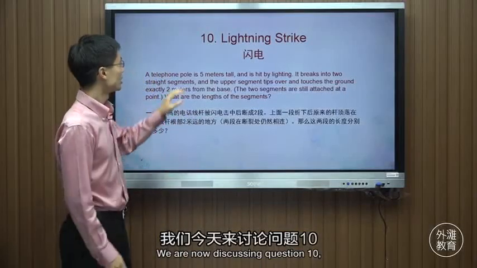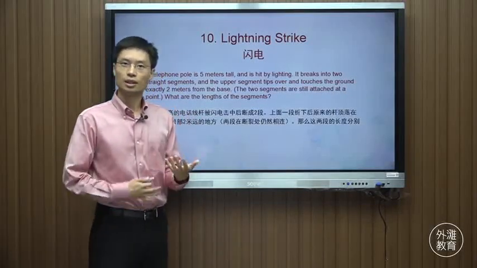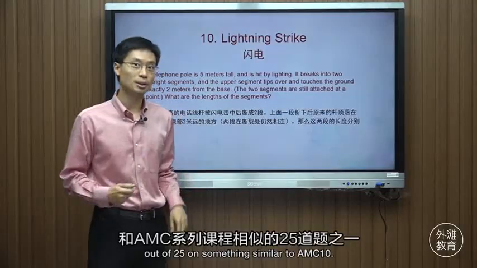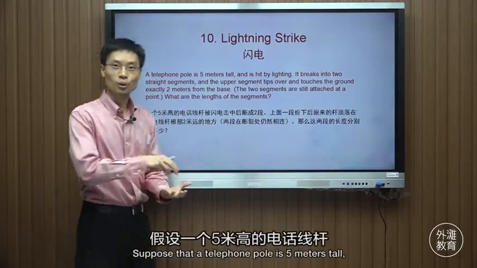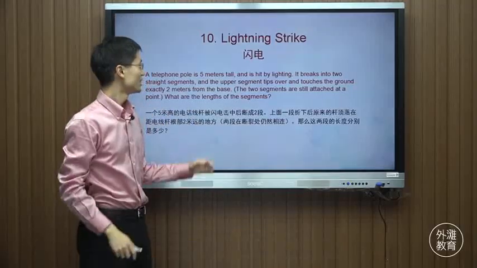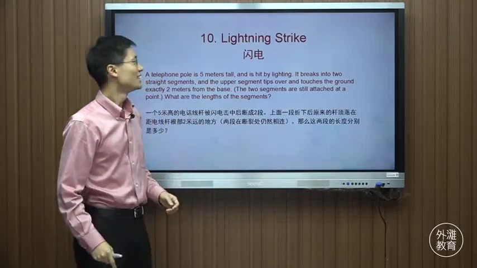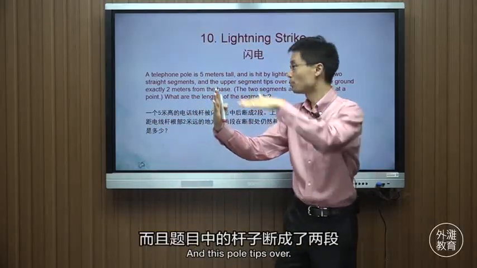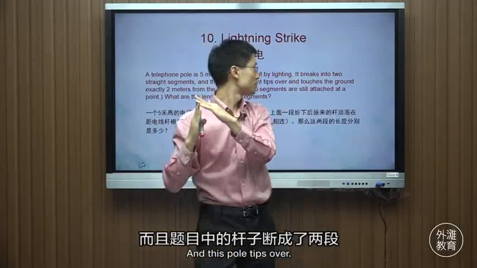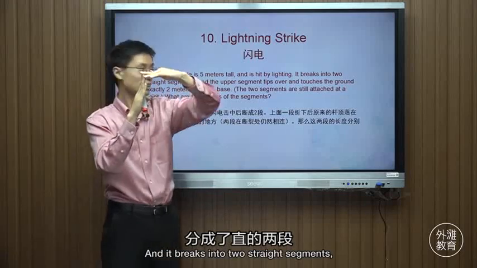We're now discussing a question 10 out of 25 on something similar to an AMC 10. Suppose that a telephone pole is 5 meters tall and it's hit by lightning. When lightning hits a pole, the pole often breaks. And this pole tips over, and it breaks into two straight segments.